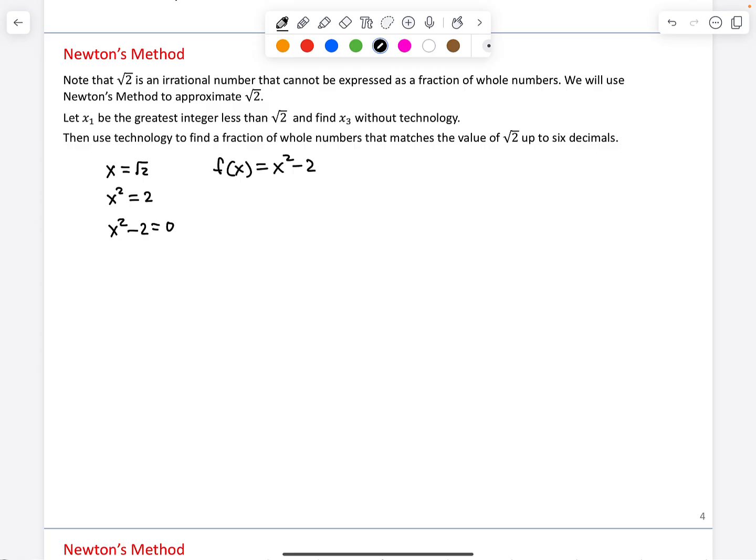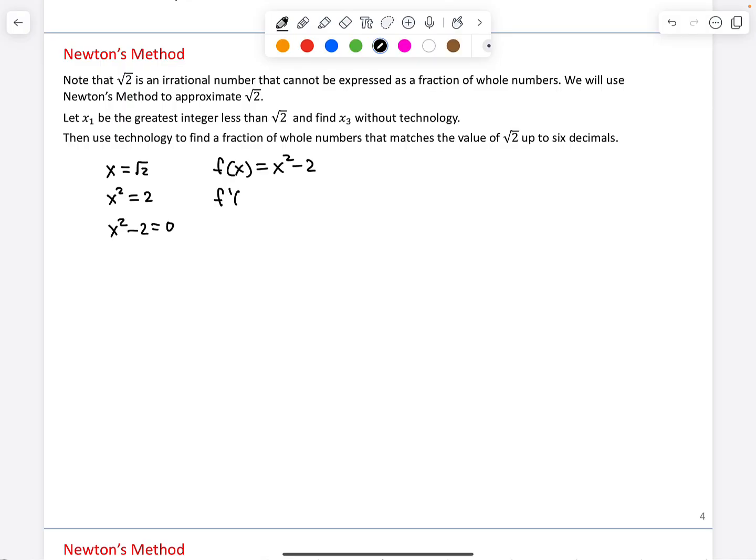Because I know that if I find the roots, I would set the function equal to 0 and solve for x this way, and I find square root of 2 as a root. But how big is the square root of 2? What is a good decimal approximation for it? Are there fractions that we can find that are close to the square root of 2? That's where Newton's method will become helpful.